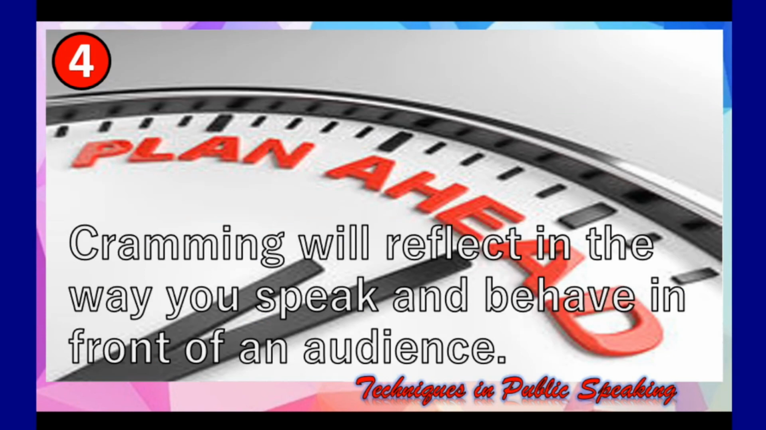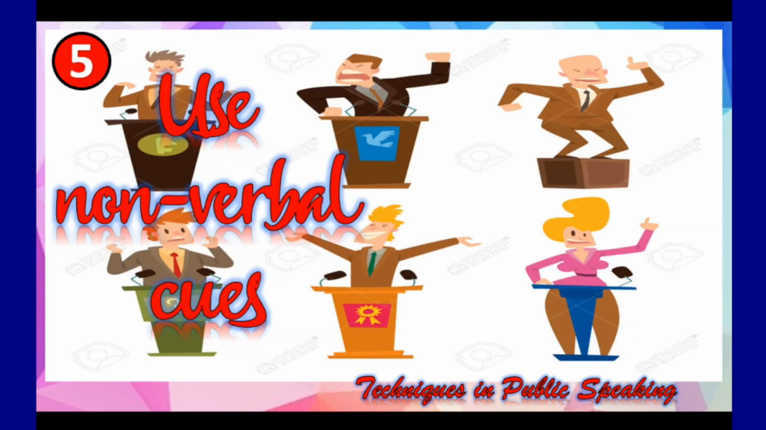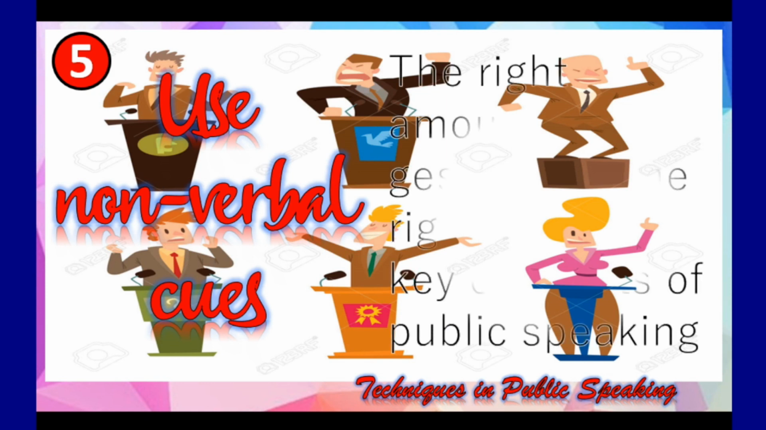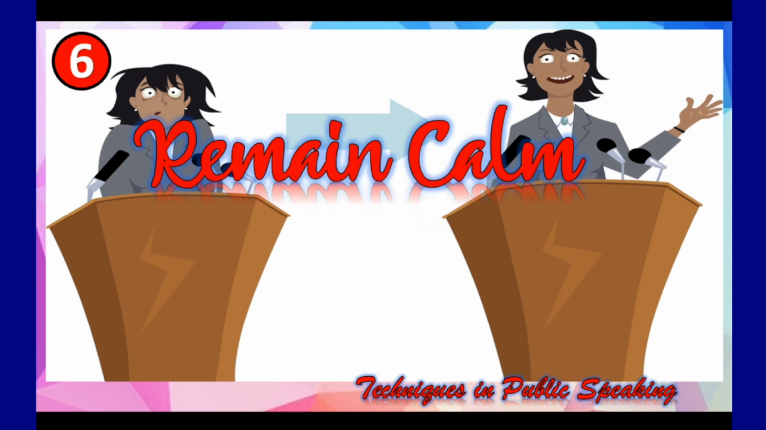Tip number 4. Plan ahead of time. Cramming will reflect in the way you speak and behave in front of an audience. Be ready and spend a lot of time in preparing for your speech. Tip number 5. Use non-verbal cues. The right amount of gestures at the right time are key elements of public speaking. Moving your hands, moving your head, moving your feet, and moving your body are just an addition to what you are trying to say.